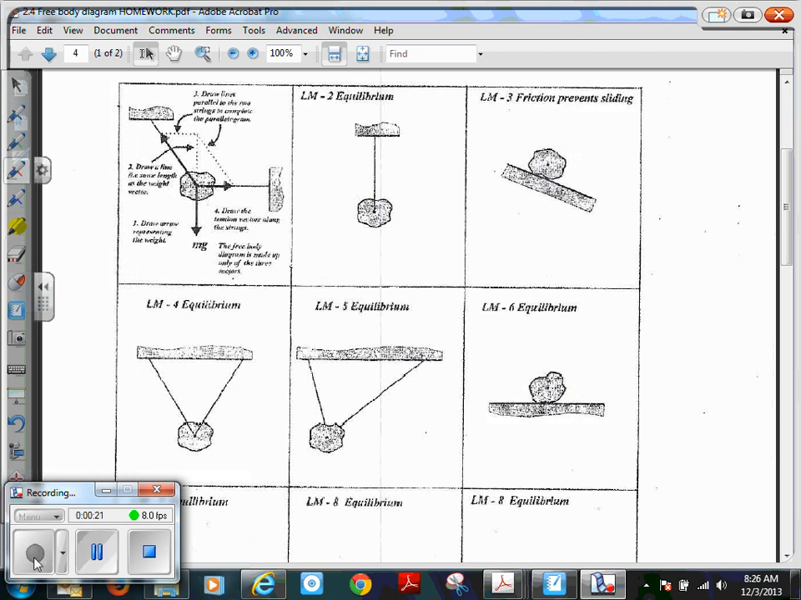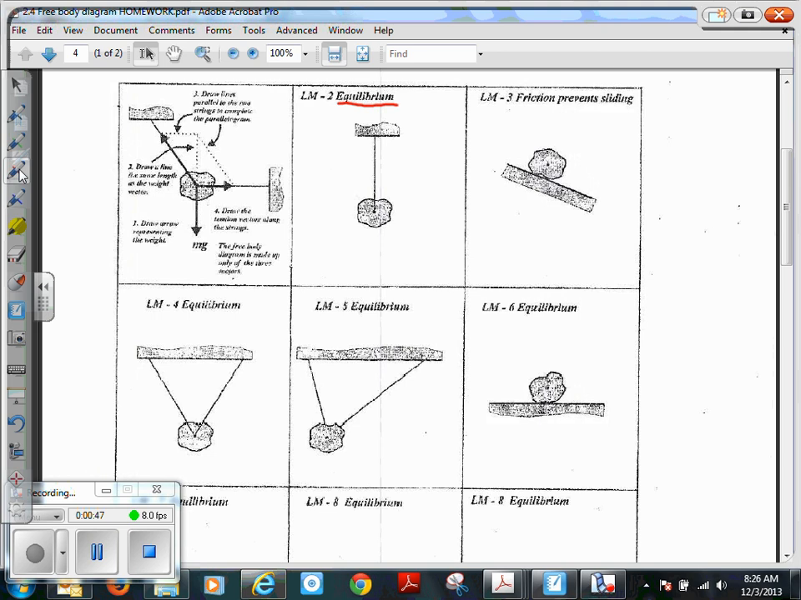Okay, so on the first one here, when it says equilibrium, you need to know that means that the summation of forces is zero. Now, does that mean that the thing isn't moving? No, that just means that it's not accelerating or changing its state of motion. So it's in equilibrium, which means, in this case, it's not moving.